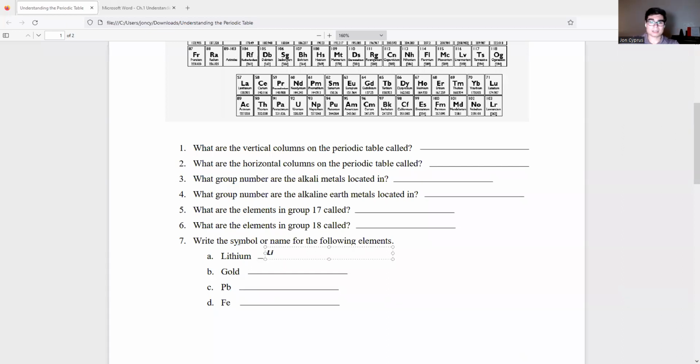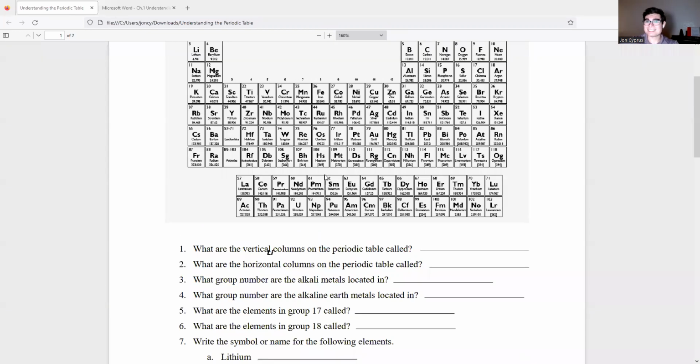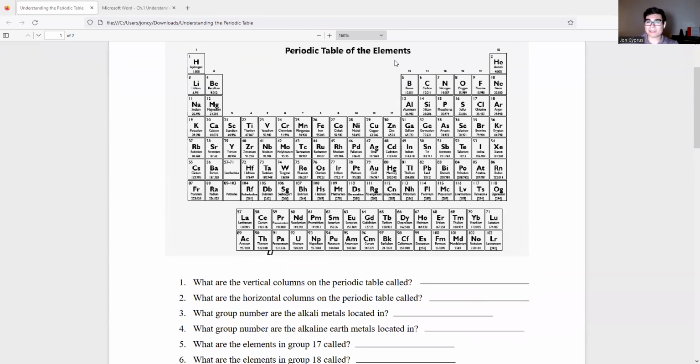Gold. This is one of the special ones. If you're looking for a GO on the table, you're not going to find it. So you have to actually look for the name gold, and it's Au. It is right here, right? Over time, you just get acclimated to the different elements and what their names are. It doesn't come immediately. So that is gold, Au.